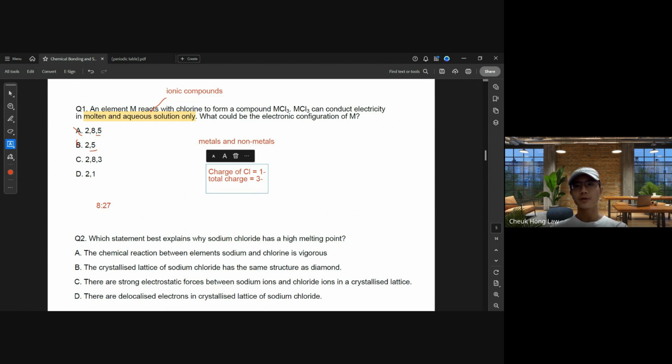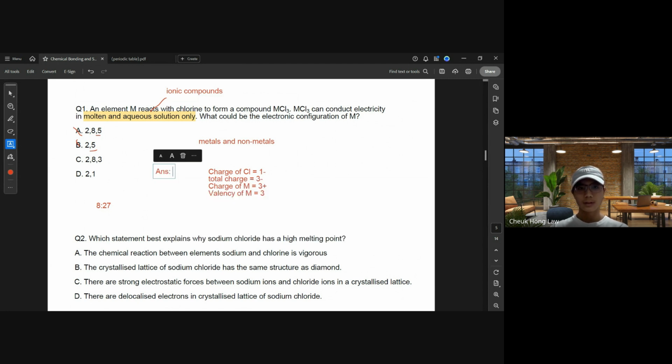So if chlorine is 3 minus, in order to balance out the charges, M has to be 3 plus. Okay, M has to be 3 plus. So it means that the valency of M is also 3. Okay, it shows that M loses 3 electrons to form M3+, which is the ion. And this also shows that the M has 3 valence electrons. So your answer is C.